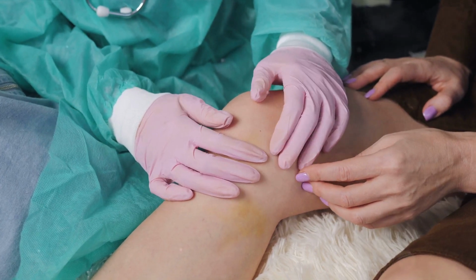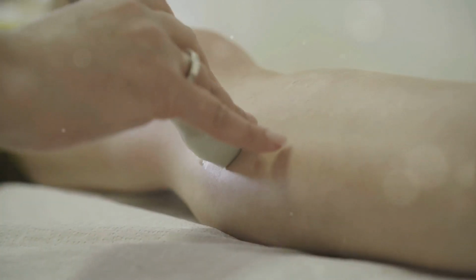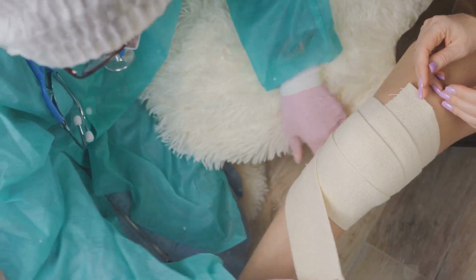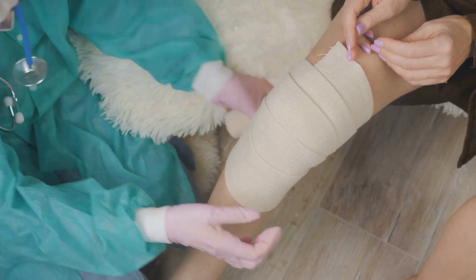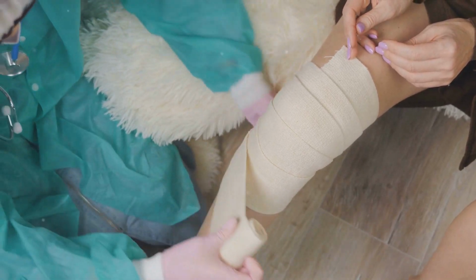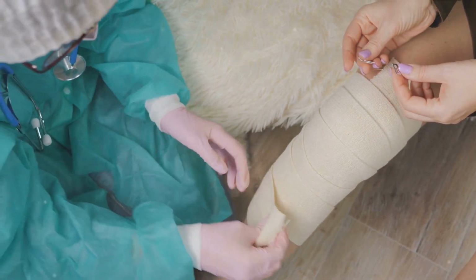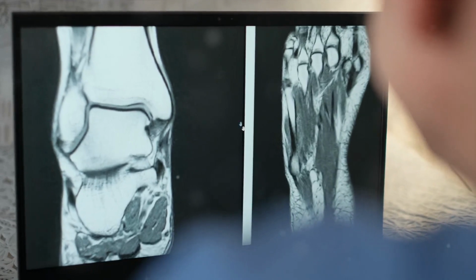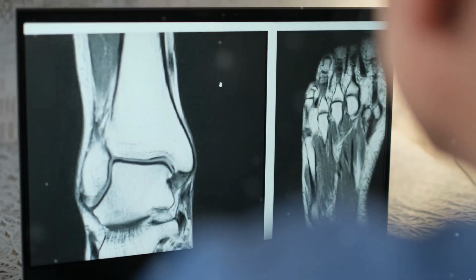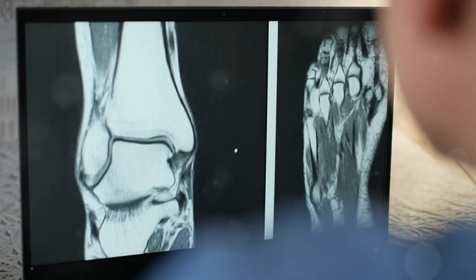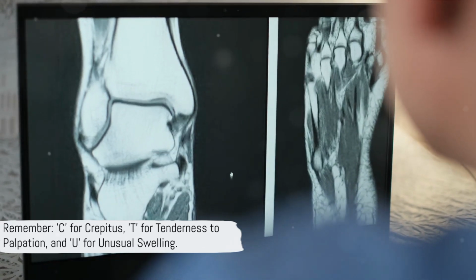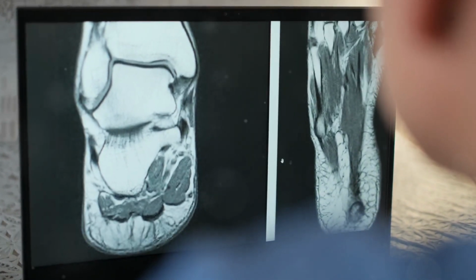Lastly, U stands for unusual swelling. Fractures often result in localized swelling due to tissue damage and bleeding around the injured area. If you notice an unusual swelling or bruising, it might be a sign of a broken bone lurking beneath. So remember, C for crepitus, T for tenderness to palpation, and U for unusual swelling. These are key indicators that should raise your suspicions about a possible fracture.